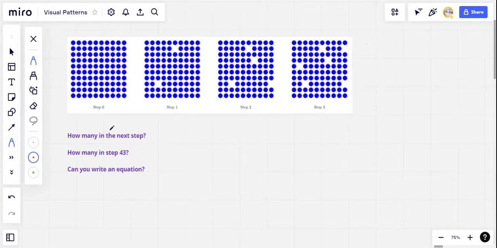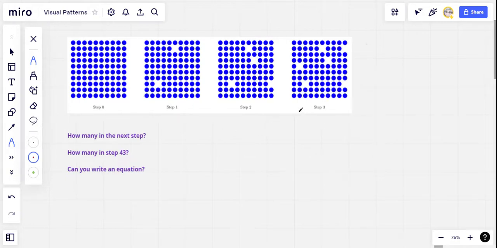In this case, we've got a strange one. First of all, it starts with step 0 instead of step 1, so that's one difference. And this pattern is not growing. It actually seems to be shrinking, so there are fewer circles in every step. So this should be an interesting new challenge.